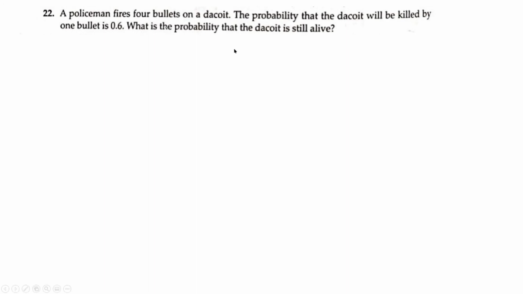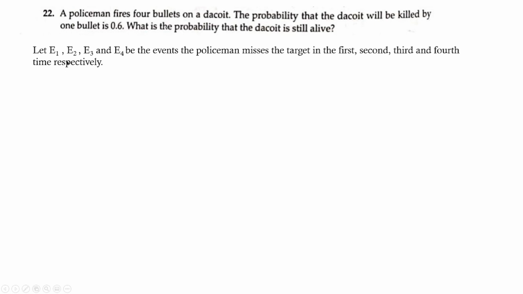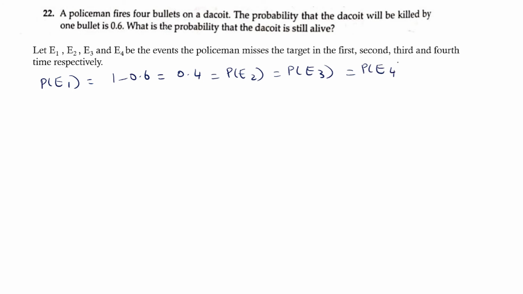The dacoit will be still alive only when the policeman misses the target all the 4 times. So let E1, E2, E3 and E4 be the events: the policeman misses the target in the 1st, 2nd, 3rd and 4th time respectively. So it is given the probability that the dacoit will be killed by one bullet is 0.6. So probability that the policeman will miss the target will be 1 minus 0.6. So probability of E1 will be 1 minus 0.6, which is 0.4. Now again all these probabilities are equal. So probability of E1 equals probability of E2 equals probability of E3 equals probability of E4.